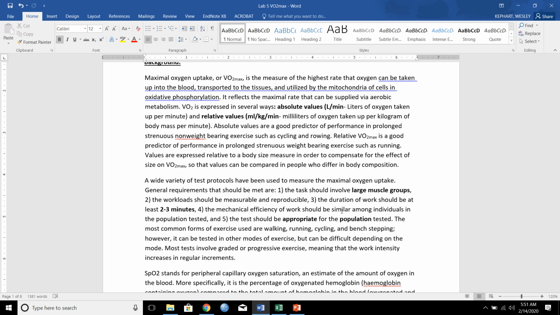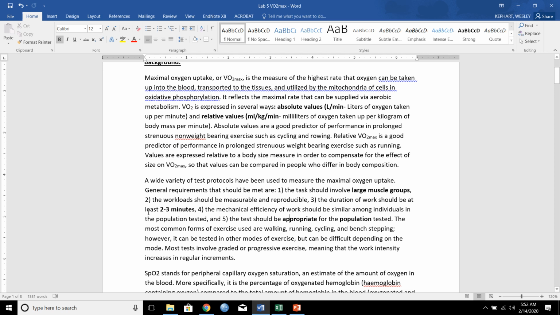So, like cycling, a little bit more quad aerobic capacity, running a little bit more hamstring, glute, everything else. So that's kind of an important thing to understand in interpretation of these results. So the task should involve large muscles. The workloads should be measured and reproducible. The duration of work should be at least 2 to 3 minutes.